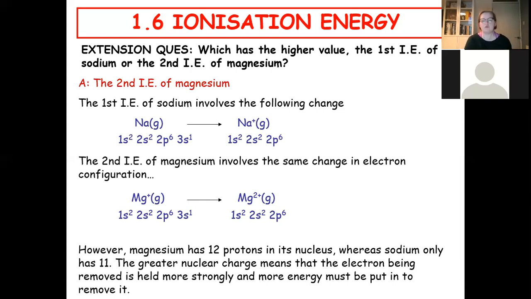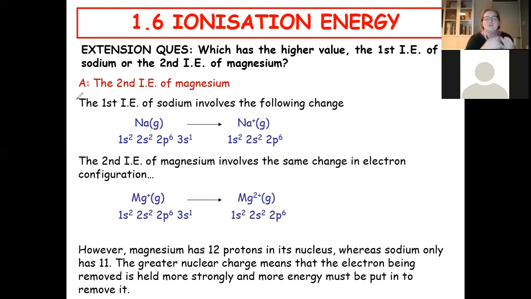So I'm going to talk through the stages of that and what we would have to do. The first ionization energy of sodium involves this change. Our sodium is going to go to sodium plus. So we have 1s2, 2s2, 2p6, 3s1. So we are losing an electron, and we've got an energy level drop. If we look here, we're going from 3 down to 2.